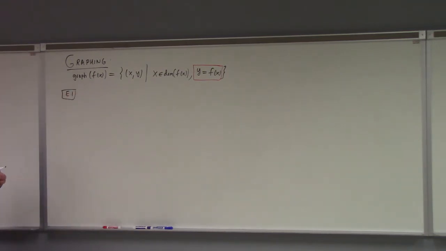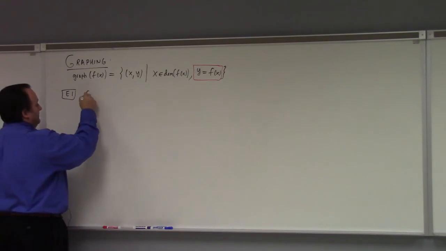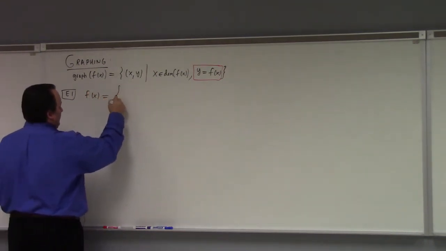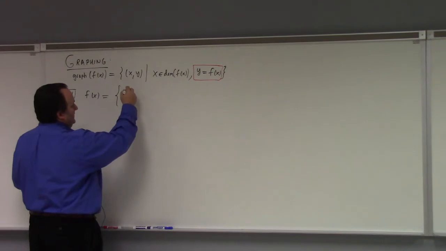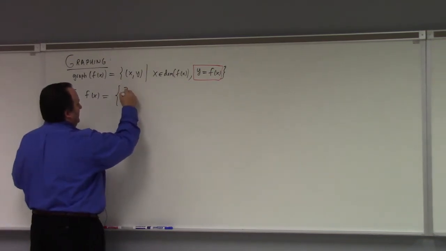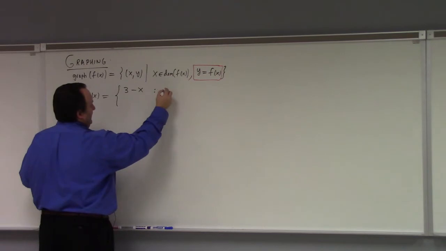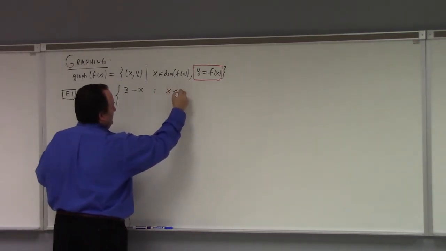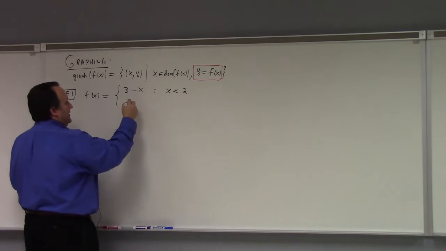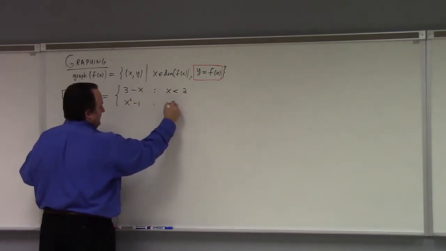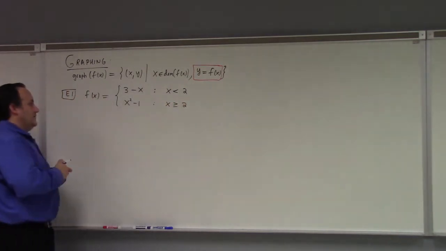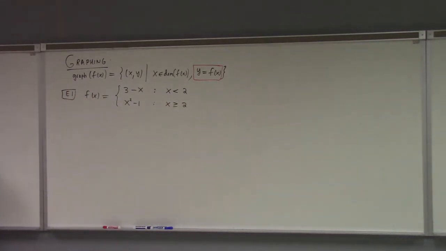Example 1, we'll look at f of x, and we're gonna do something called a case-wise defined function, because you guys need a little bit more practice with that, right? Maybe you're not comfortable with this concept yet. So how about this? We'll have 3 minus x for x less than 2, and then x squared minus 1 for x greater than or equal to 2. I want to try to graph this function. So how do you do such a thing?